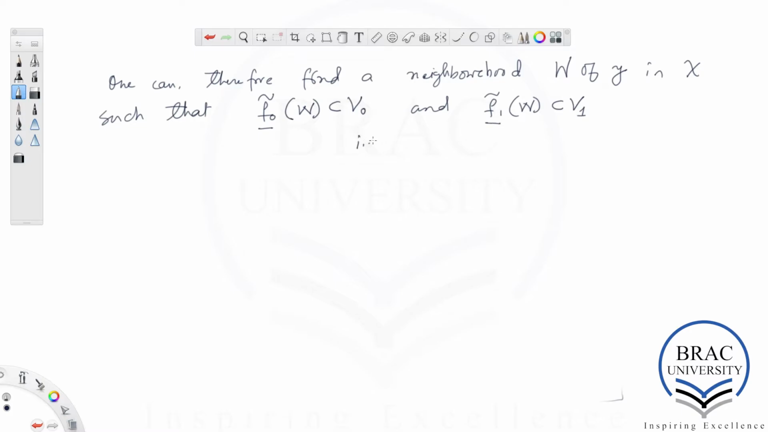Okay, that is, in other words, the intersection of these two sets, F0 tilde of W and F1 tilde of W, is empty. Why? Because V0 and V1 are disjoint.